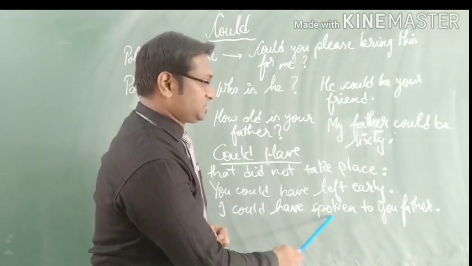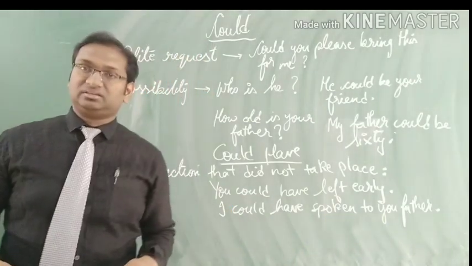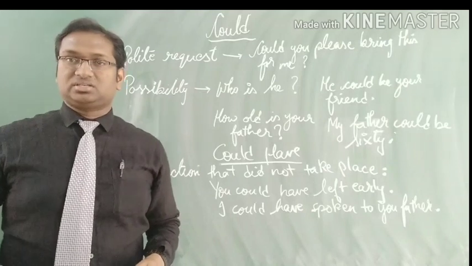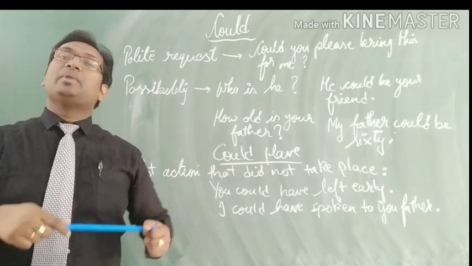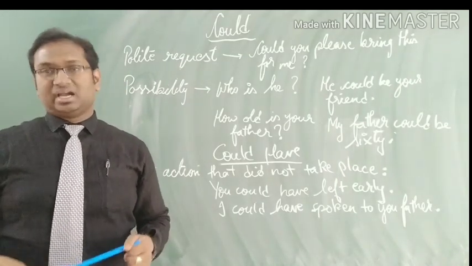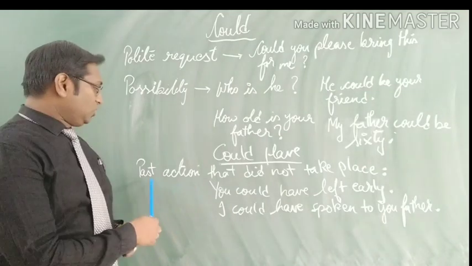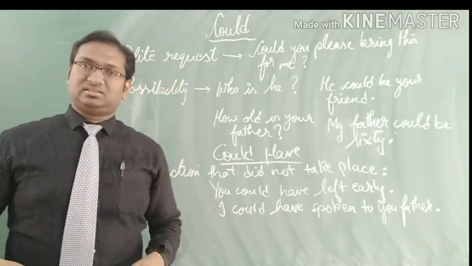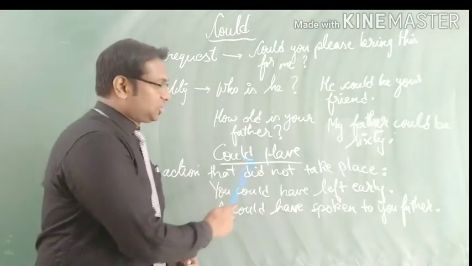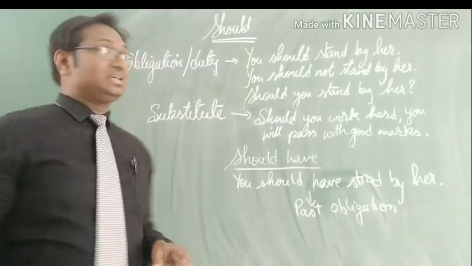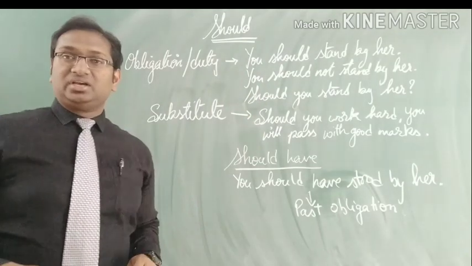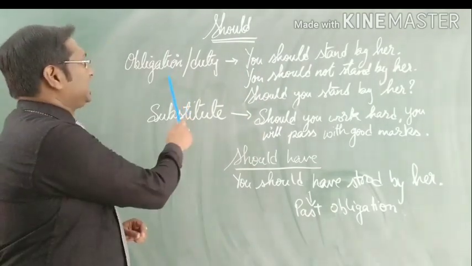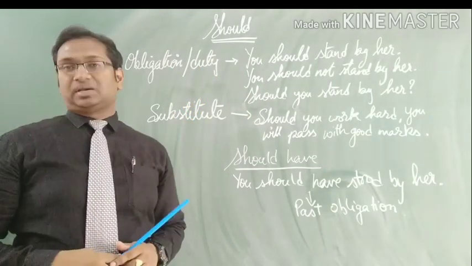I could have spoken to your father but I did not. I was about to, but I did not. So over here, past action that did not take place. For that we use could have. Now next is should. Now should we are going to use for obligation, duty and for substitute.